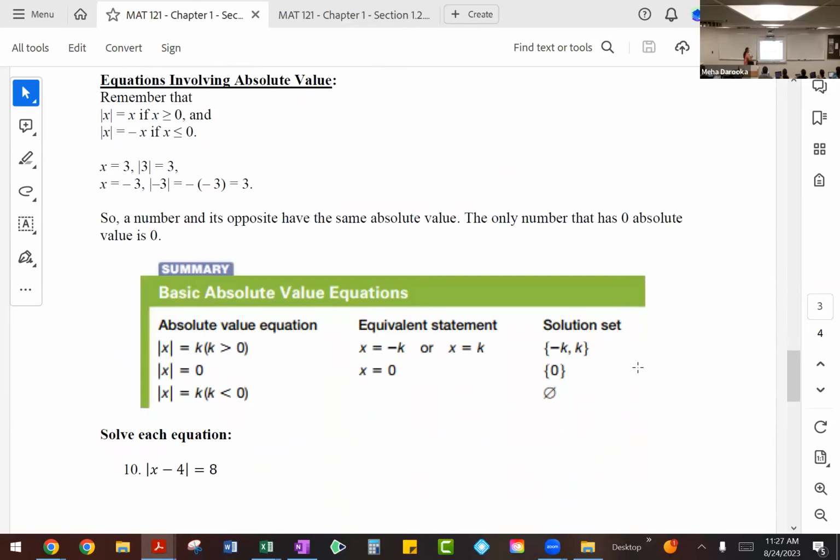Equations involving absolute value. So can somebody tell me what you understand by absolute value? Annika, you can either unmute yourself, or you can put your response in chat if you like. Leave your video camera on though, please. So what do we understand by absolute value, just in simple terms?